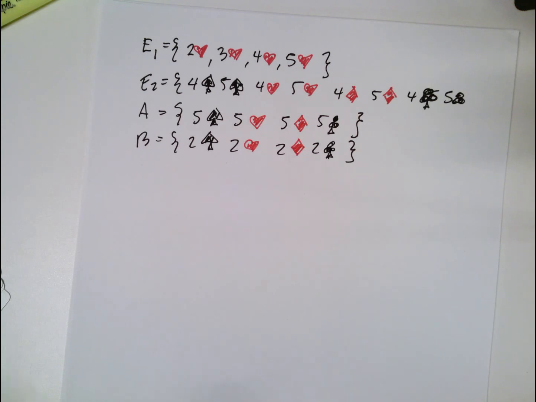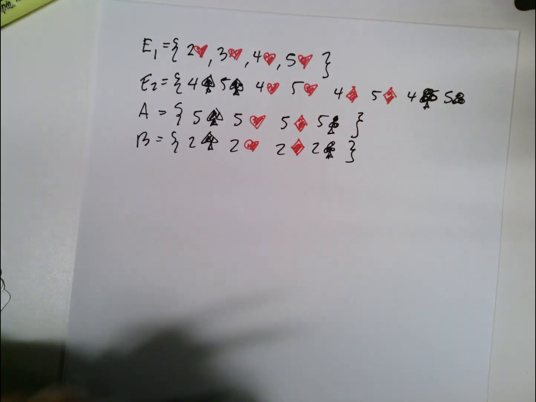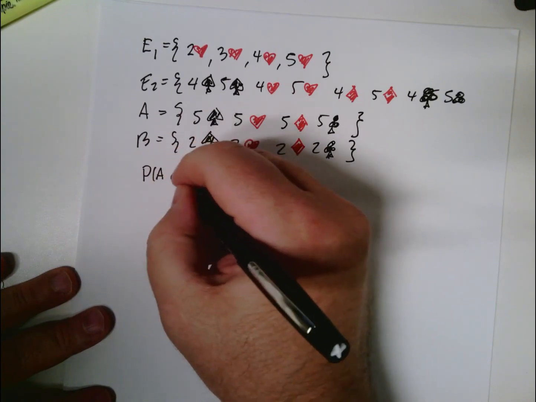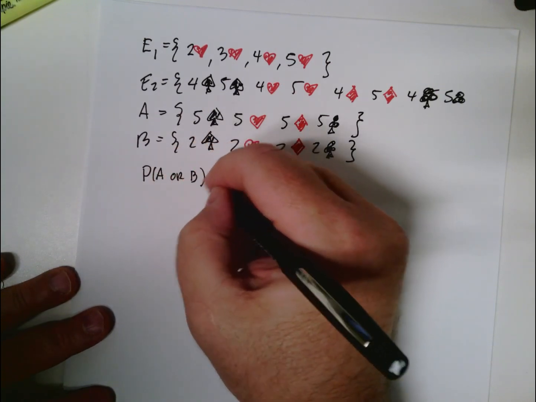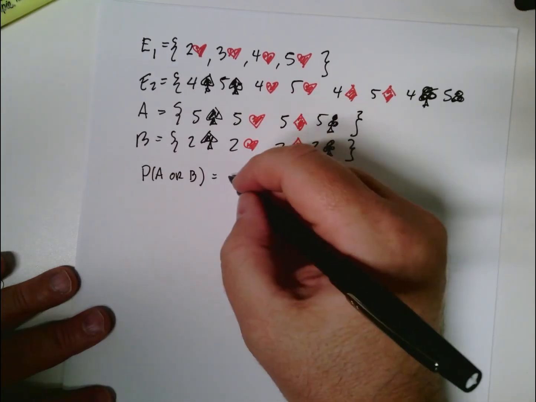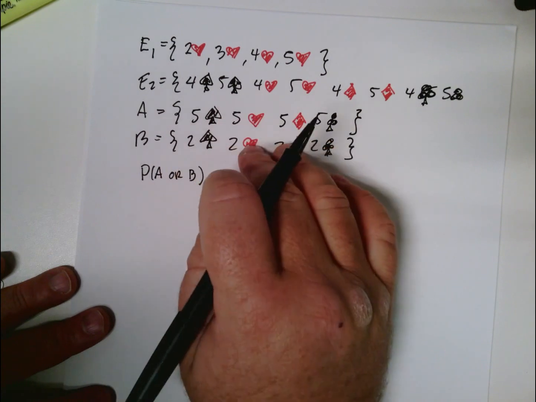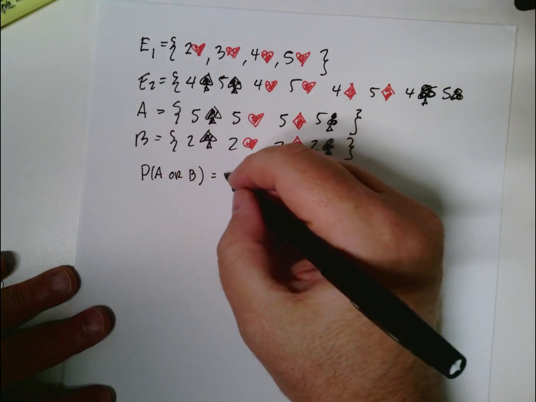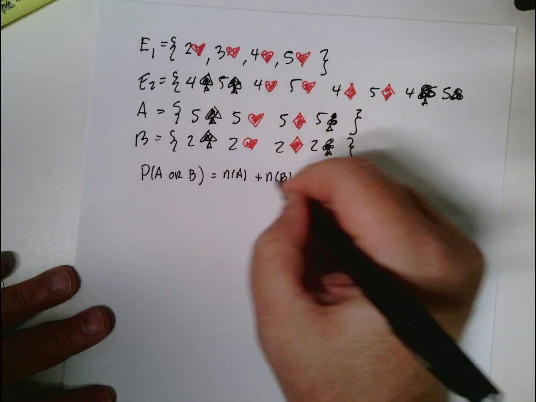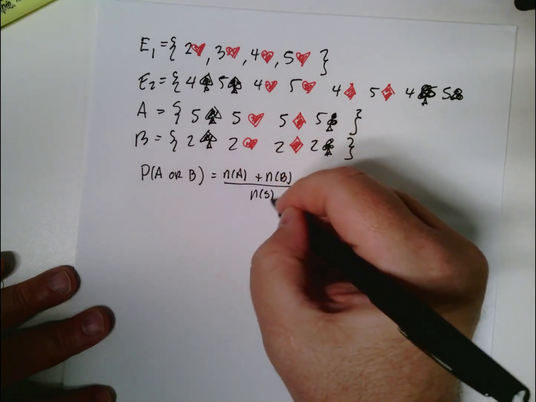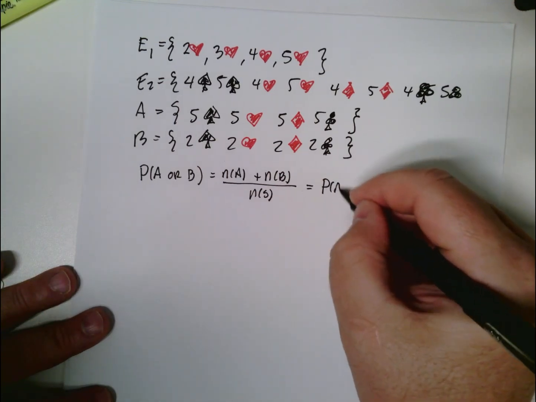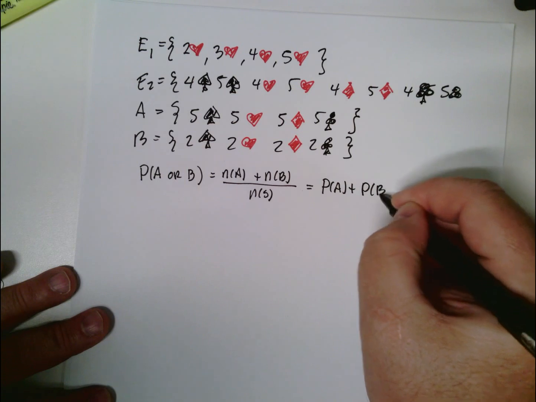So let's look at this. If two sets like A and B are mutually exclusive, right? Now I want to know how many are in both. Notice they have nothing in common. So when I count them, I have all of A and all of B and nothing in common. So really this is the number of things in A plus the number of things in B all over the number of things in the sample space. So this would become the probability of A plus the probability of B.